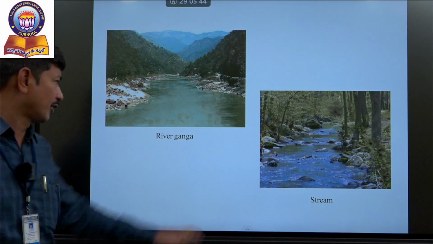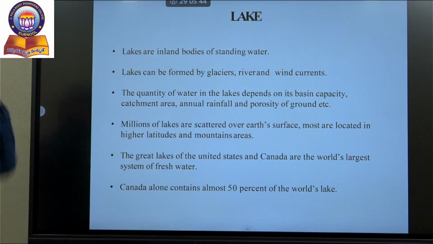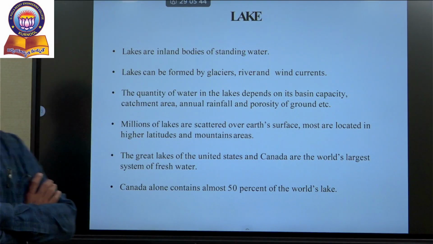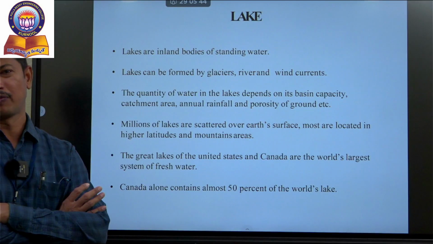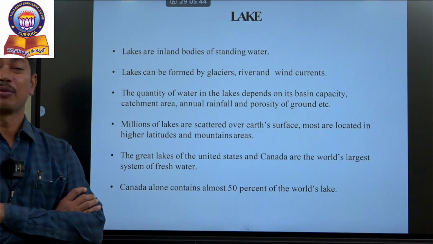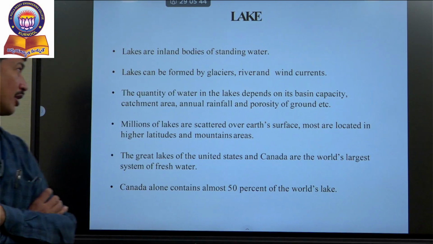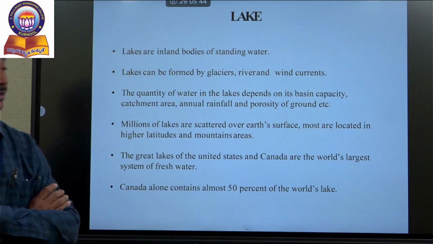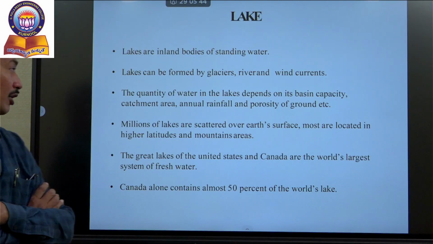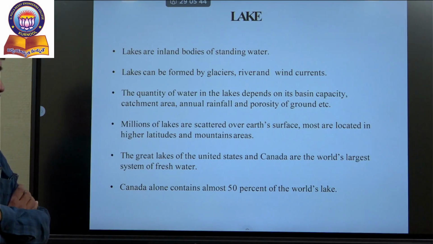Next source of water is the lake and the pond. The main difference between a lake and a pond is that a lake is a natural hollow forming on Earth's surface, while ponds are man-made small water deposits. Lakes are generally formed by glaciers, rivers, and wind currents. The quantity of water in a lake depends on its basin capacity, catchment area, annual rainfall, and the porosity of the ground, that is, the geological condition underground.